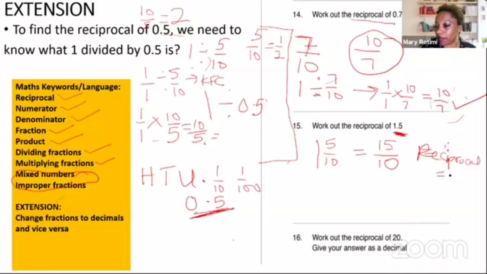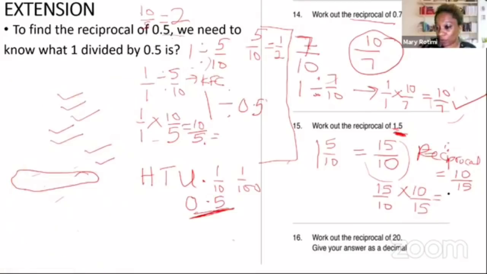Reciprocal becomes 10 over 15. But how do you prove it? You could prove it in 2 ways. You could do 15 over 10, which is the original number you were given, times your answer, 10 over 15. If you multiply it, let's multiply the top, which is 150, and the bottom, which is 150. 150 divided by 150 is 1. So your answer is correct. It's actually 10 over 15.